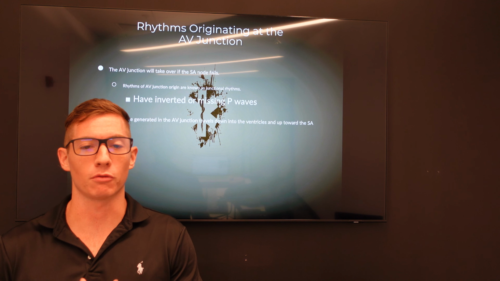Junctional escape rhythm. Did I talk about this? Okay, yeah, junctional escape rhythm occurs when the SA node does not function and the AV junction takes over as the pacemaker. So this is also called junctional rhythm.